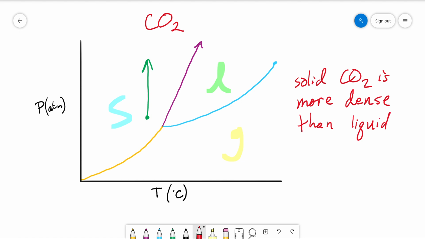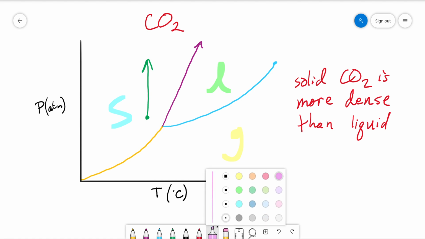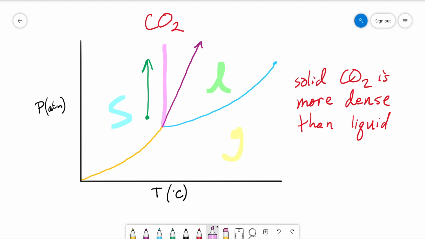And the steeper the slope, the closer to horizontal, the further from vertical, the larger the difference in densities there is. Because if you think about it, if we had just a perfectly vertical line, then the densities would be the same. Okay, but we don't. Oh, and the supercritical CO2.